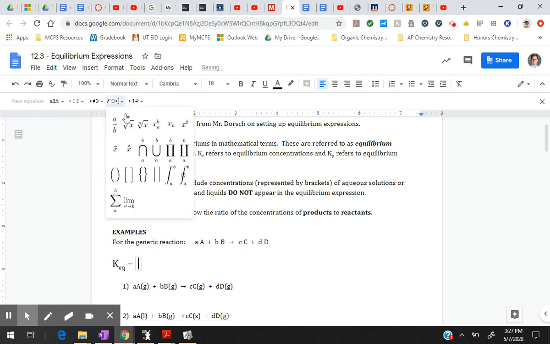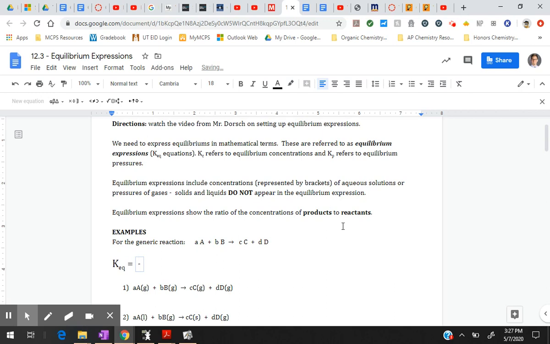I'll click New Equation, and I'm going to start off with a fraction. On the top of my fraction are my products. In this generic reaction, I've got two reactants, capital A and capital B, and two products, capital C, capital D. The lowercase letters a, b, c, d are the coefficients, and we do need to account for those in our equilibrium expressions. That way, the rates of appearance of products and the rates of disappearance of reactants will be proportional to each other. The coefficients keep the reaction balanced, so we need to account for them in our equilibrium expression.